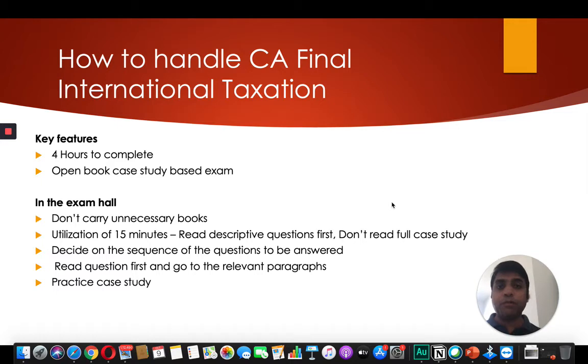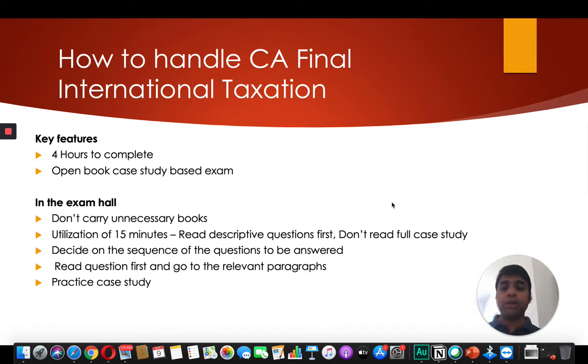So descriptive questions you need to understand, and if there are 3 case studies which you can address based on the descriptive questions, then you take those questions first. It will give you more confidence that these are the 3 case studies where I can address more descriptive questions, and the rest of the questions I'll address in the entire process. This is the second recommendation.